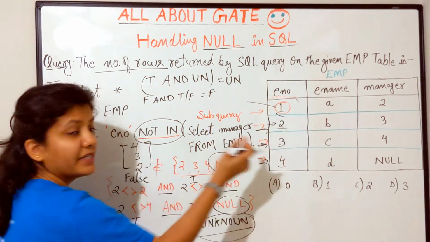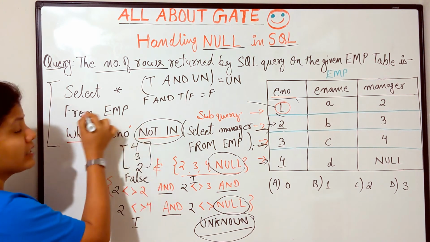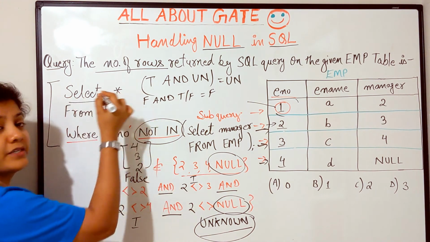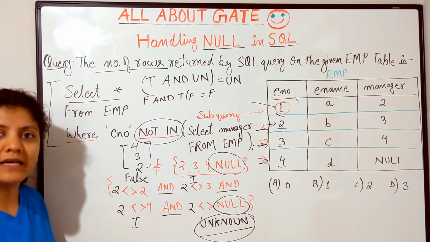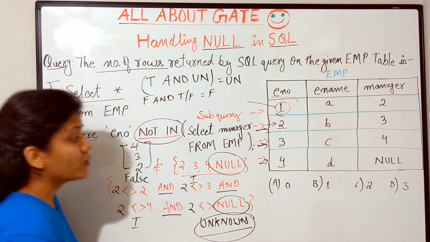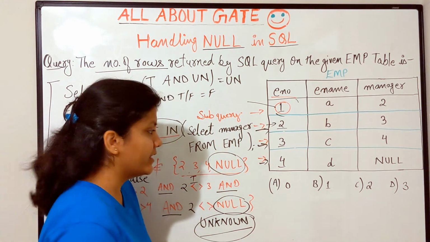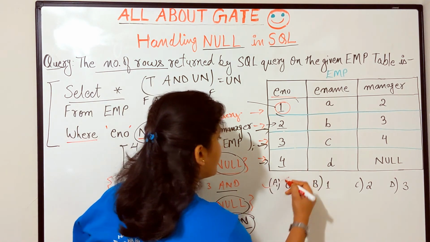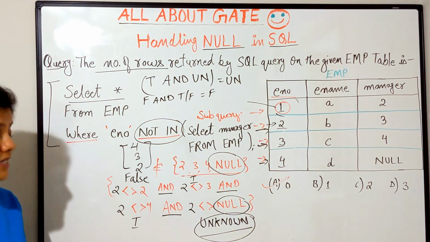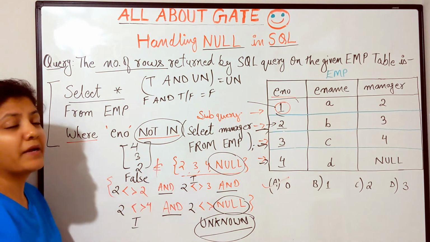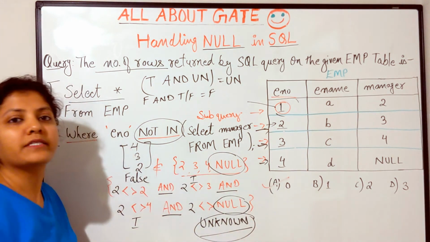Now none of the tuples is selected. When none of the tuples is selected, what does it result in? It results in nothing, an empty table, 0 rows. So what is the answer? Right here, the answer is option A. 0 rows will be selected. The number of rows returned by the SQL query is 0.